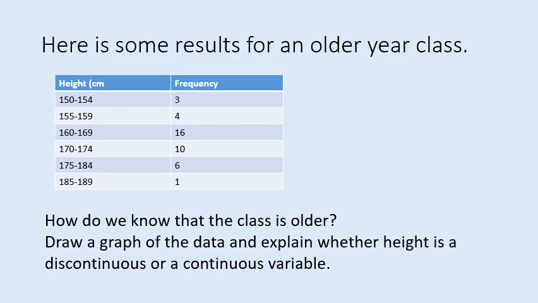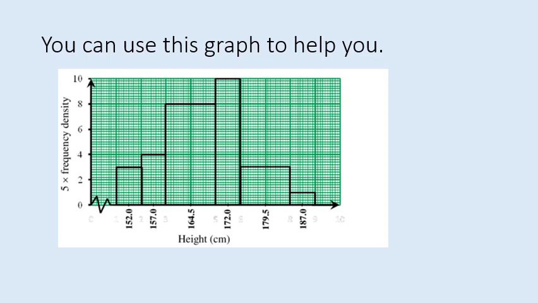Okay, so here is a table of heights. What I want you to do now is I want you to do a graph for me. You can just do lined paper if you haven't got any graph paper or square paper. And you're going to do a suitable graph, and then you're going to tell me whether you think that data is discontinuous or continuous. If you're struggling, this graph will help you, so you can see the heights go along the bottom and the frequencies go along the side.